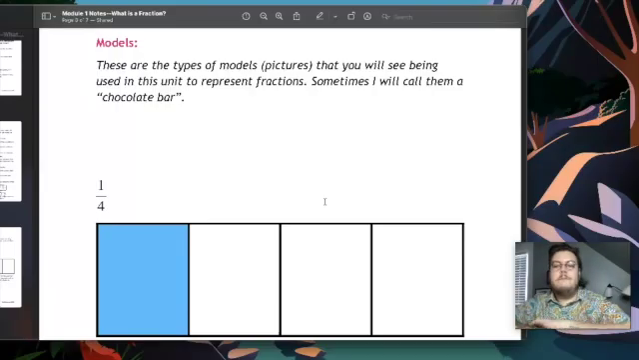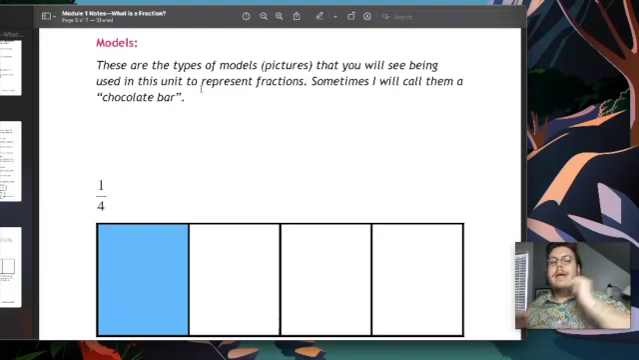We're going to talk about models. Models are pictures. When I talk about models, I'm talking about pictures or drawings or how we can visually represent what we're talking about or what we're saying. These are the types of models or pictures that you will see being used in this unit to represent fractions.